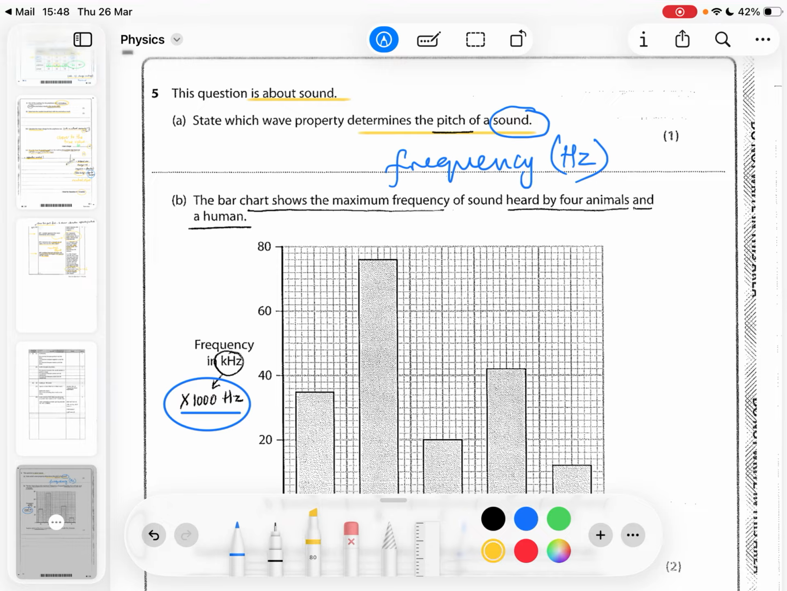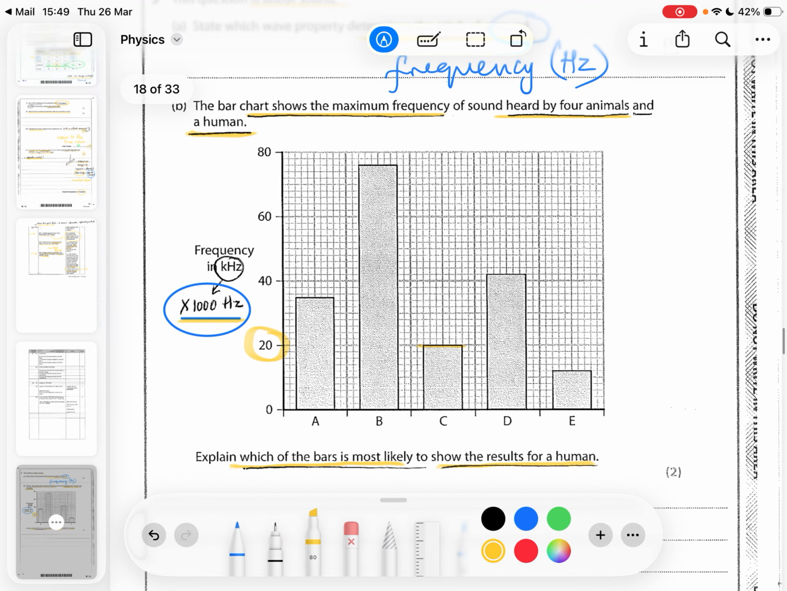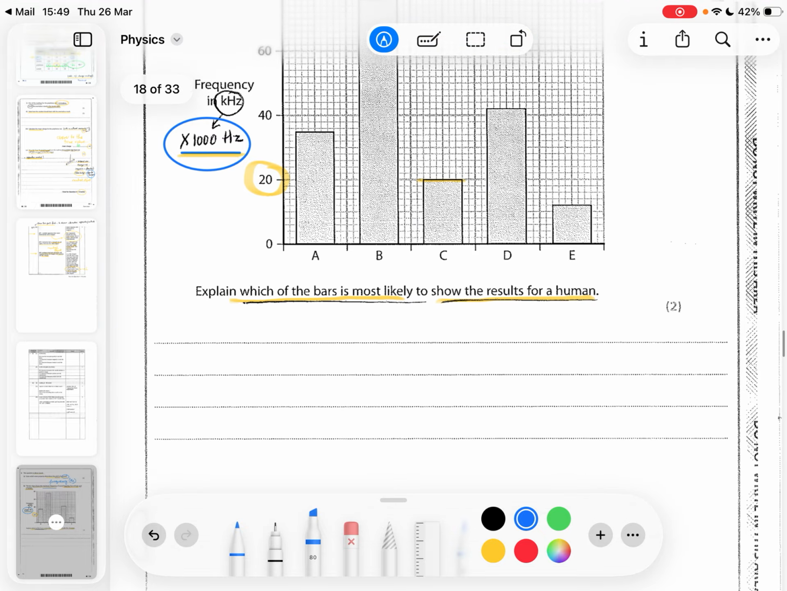The chart shows the maximum frequency heard by 4 animals and a human, and they want you to determine which is most likely to show the results for a human. The answer is, the maximum for humans is 20,000 hertz. So that's C. Humans can't hear above 20,000 hertz. See here they've mentioned the maximum frequency, so you've got to pay attention to the exact wording.